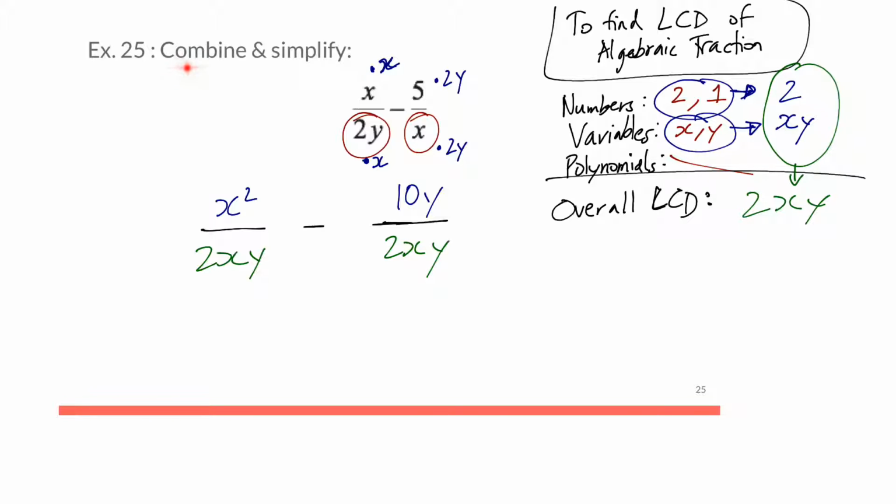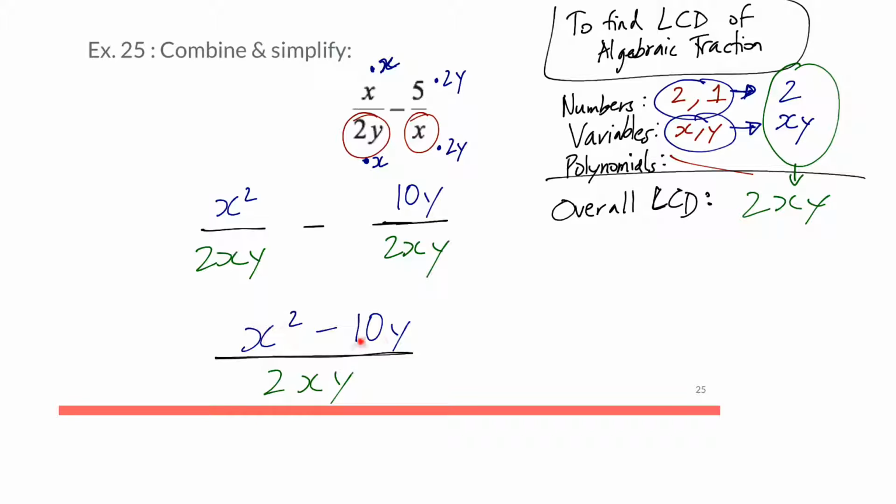So keep in mind we're trying to combine it into a single fraction. And if you did reduce these individual fractions, you'd end up at the beginning again, because this reduces to that, this thing reduces to 5 over x. So our goal is to combine, to go from two fractions to a single fraction. So here's the final step. The denominator is 2xy for that single fraction, and at the top you have x squared minus 10y.